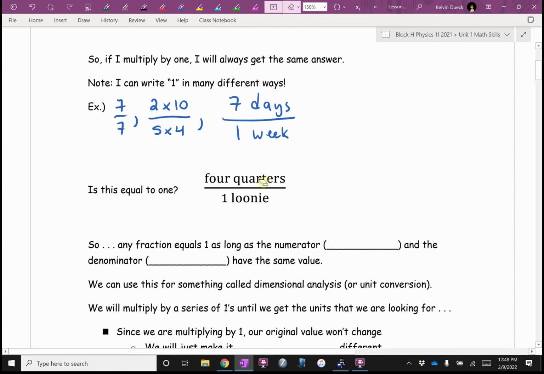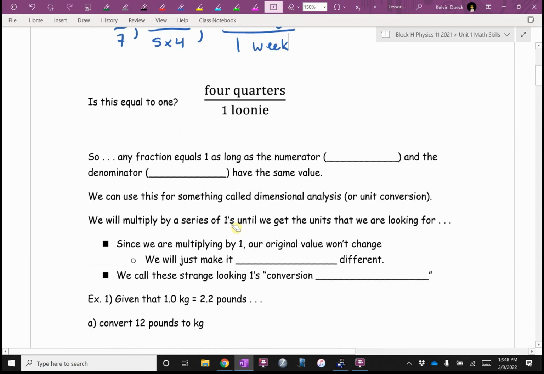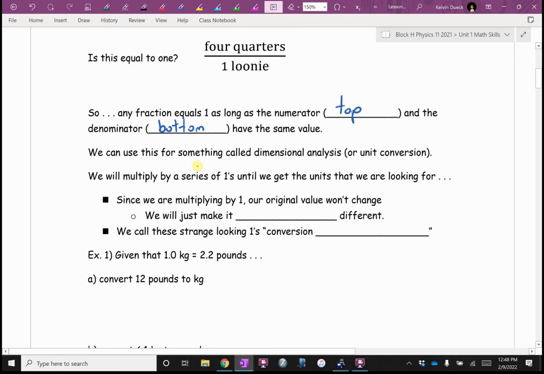Hey, is 4 quarters over 1 loonie, is that equal to 1? Yes. The same thing. It's, again, funny looking one, but it's a 1. So, any fraction equals 1 as long as the numerator, the top, and the denominator, the bottom, have the same value. We can use this for something called dimensional analysis or unit conversion. We can use this to not have to memorize a bunch of crap. Instead, we can just derive what needs to be done.